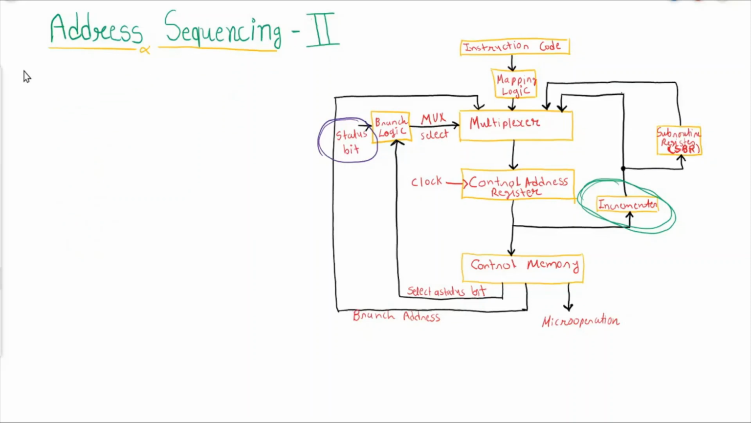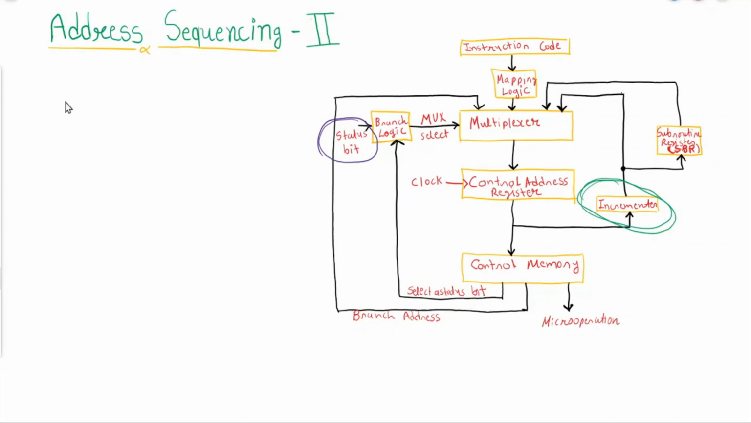Till now we have discussed what the status bit is, what a conditional branch is, and what an unconditional branch is. We have discussed the various inputs of this multiplexer, that is, how the branch logic and branch address can be used, and how the incrementer can be used. Now we will focus on what mapping is.